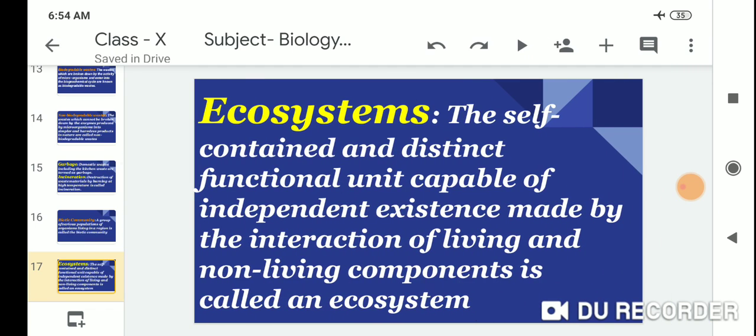Ecosystem. The self-contained and disconnected functional unit, capable of independent existence, made by the interactions of the living and the non-living components, is called an ecosystem.